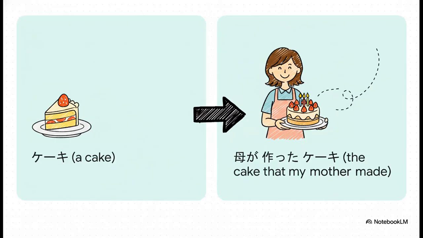I mean, just look at the difference here. It's night and day. On the left, you've got keiki, a cake, fine. It could be any cake in the world. But on the right, haha ga tsukutta keiki. Well, suddenly it's got a history, right? It has a backstory. It's not just any cake, it's the cake that my mother made. That little clause right before it just transforms everything. And that's exactly what we're aiming for.